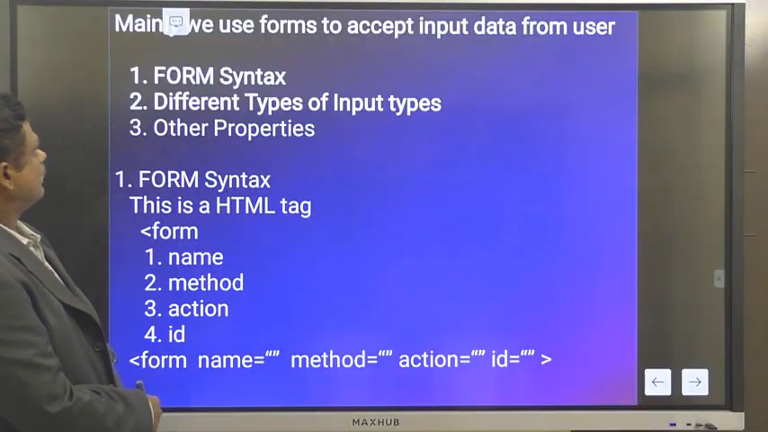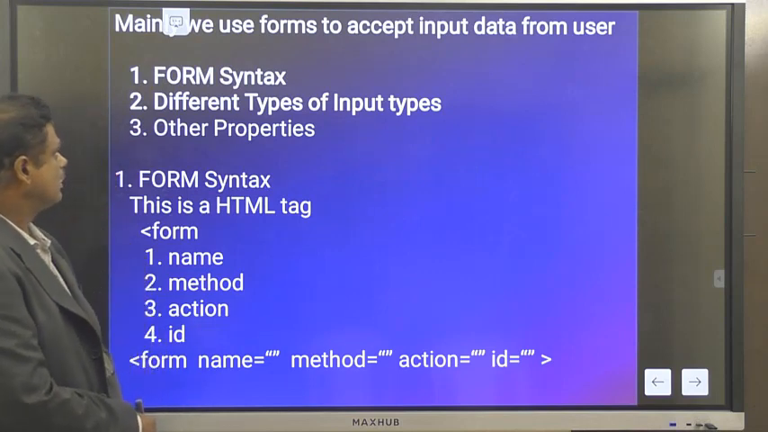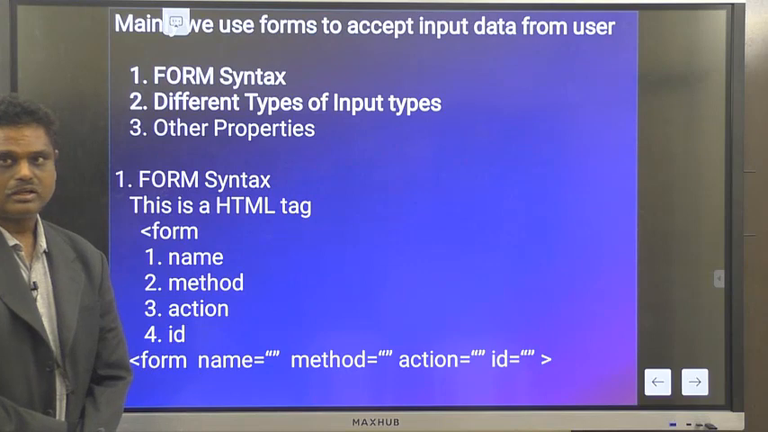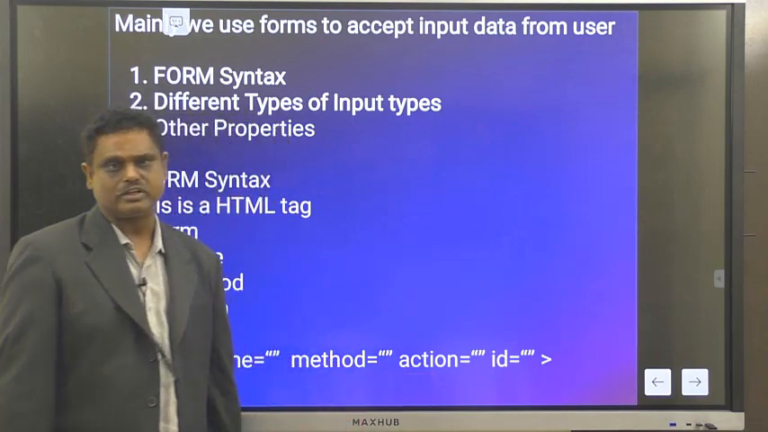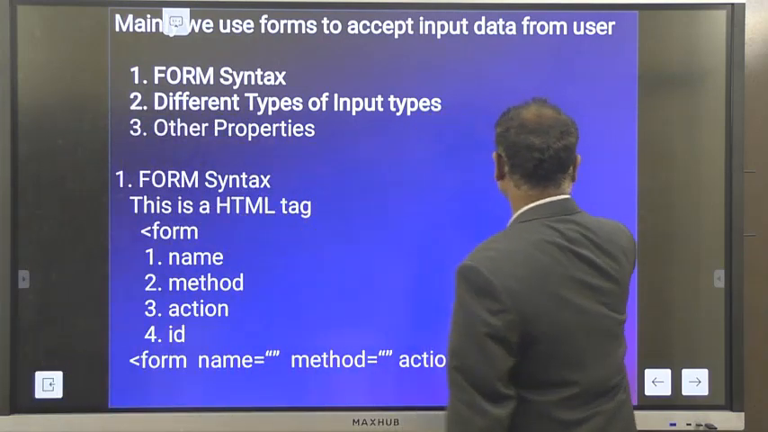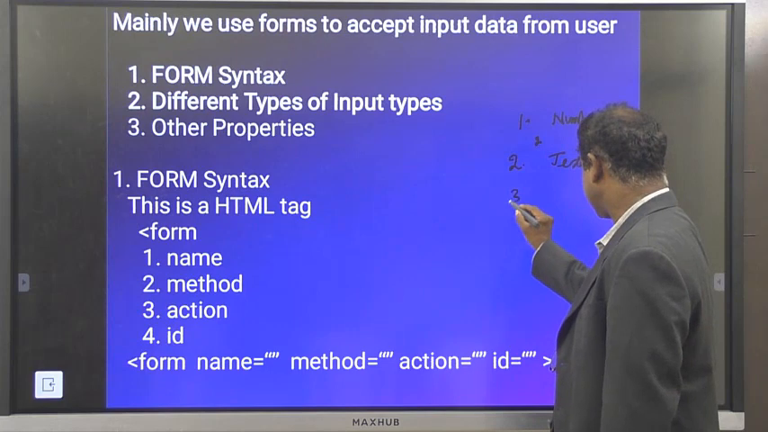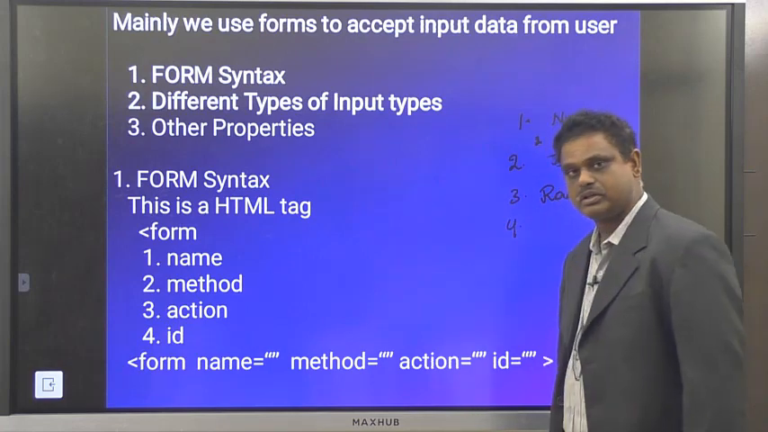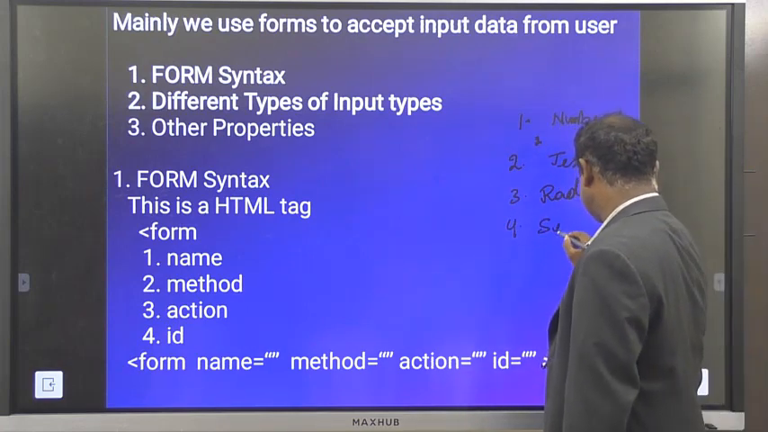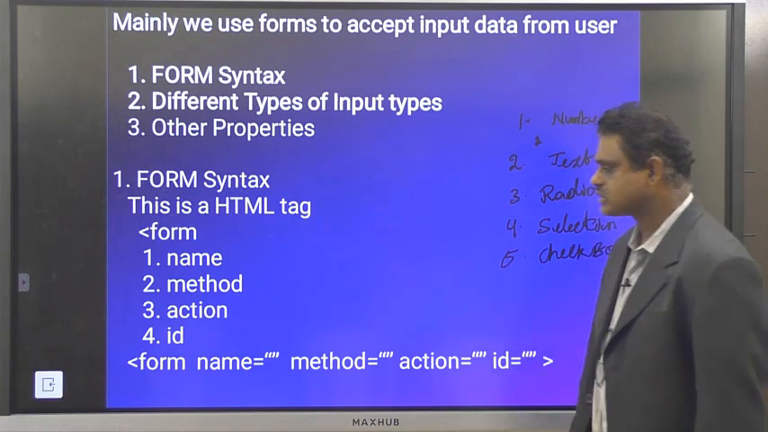Forms. Right, mainly we use forms to accept input data from the user. Right, the form syntax, different input types. So apart from these two, we have also what is called a radio button. And another one is what is called selection, or we can also say checkbox. So all these things we are going to discuss now.